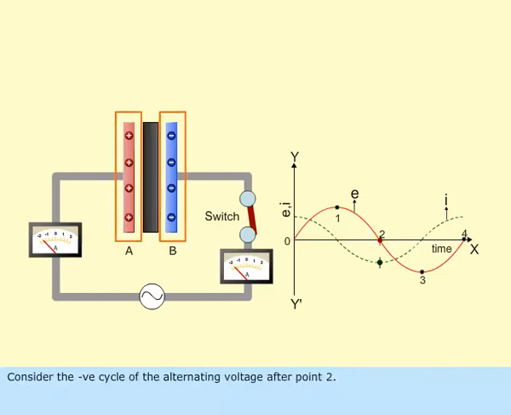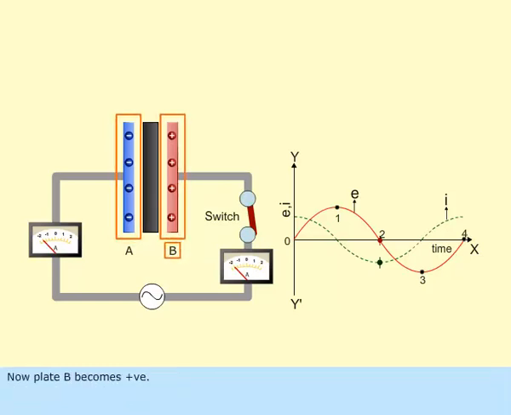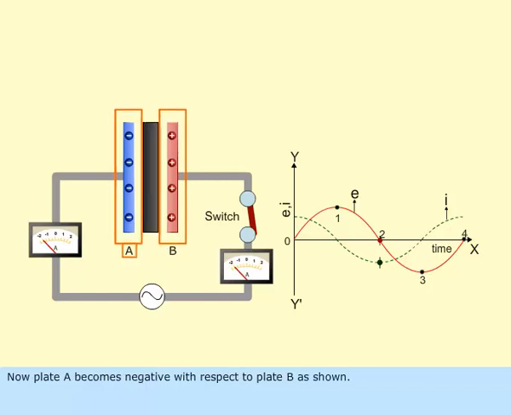Consider the negative cycle of the alternating voltage after point 2. The electrons are removed by the positive pole of the source, that is, the right-hand side of the AC supply, from plate B. Now plate B becomes positive. An equal number of electrons are deposited on plate A. Now plate A becomes negative with respect to plate B, as shown.